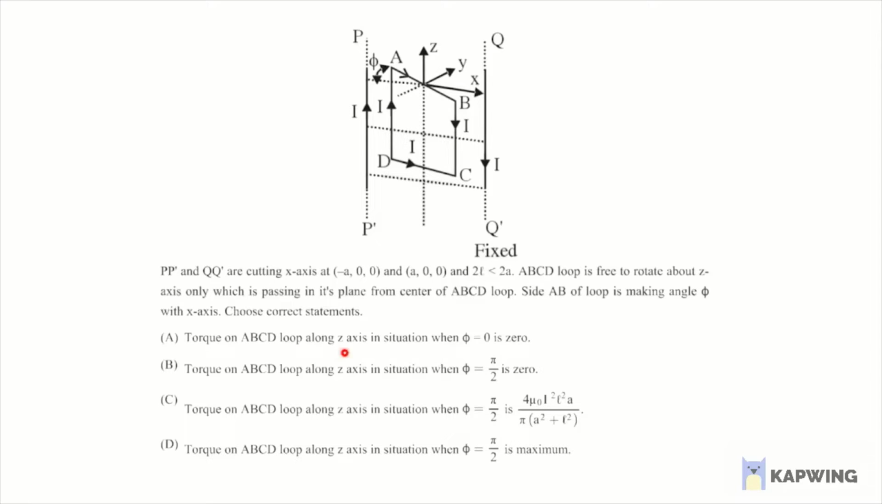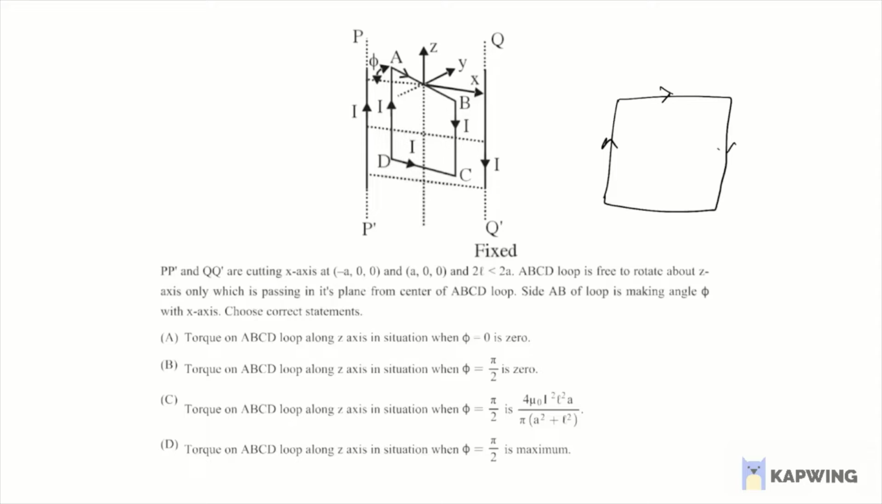Torque on the ABCD loop about the z-axis in the situation when phi is 0. If phi is 0, this is the loop, and this is the current, and the magnetic field due to this wire is inside, and the magnetic field due to this other one is also inside. And phi is 0, so if we draw the diagram, the magnetic force on this loop is I and B inward, so the magnetic force will be in this direction.